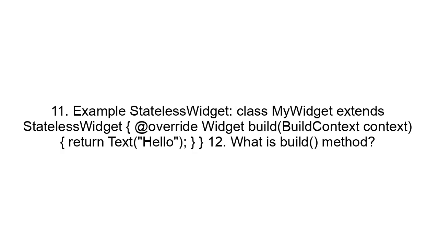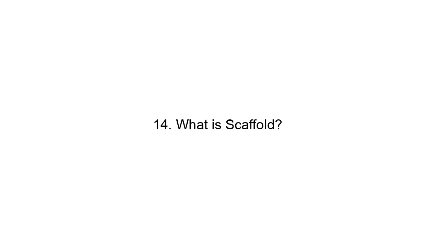11. Example stateless widget: class MyWidget extends StatelessWidget, add @override, Widget build(BuildContext context), return Text('Hello'). 12. What is the build method? It creates the widget UI tree. 13. What is MaterialApp? The root widget for Material Design apps. 14. What is Scaffold? The basic page layout structure. 15. What is AppBar?